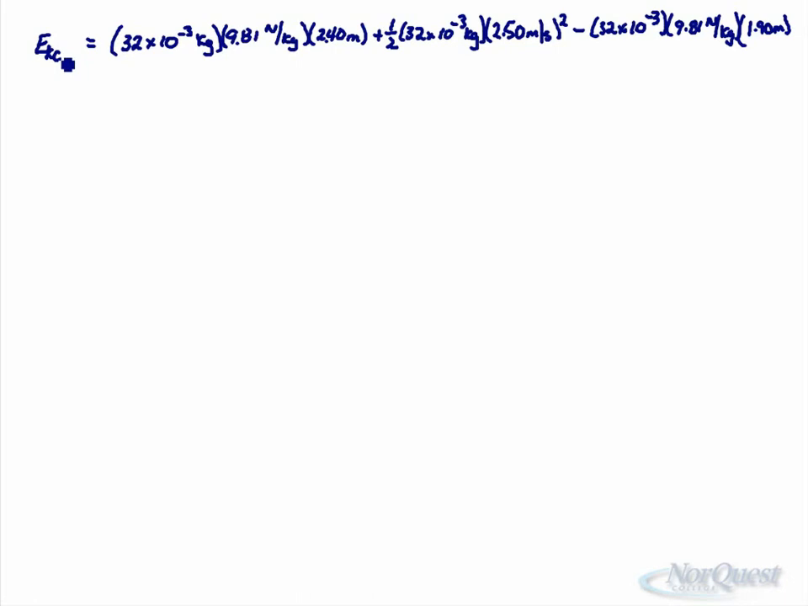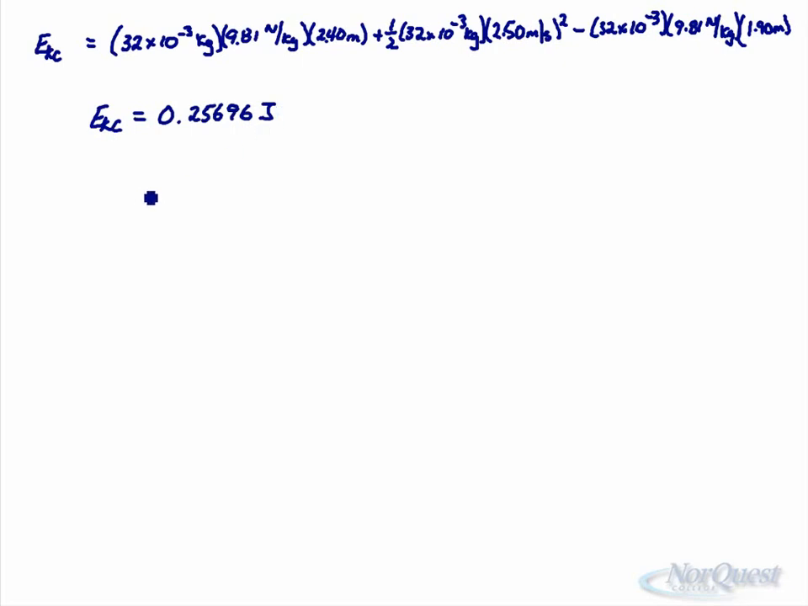0.5 times 32 to the exponent negative 3 times 2.5 squared. Subtract 32 to the exponent negative 3 times 9.81 times 1.9. Should leave me with a kinetic energy, just to check as we go here, as 0.25696 joules.